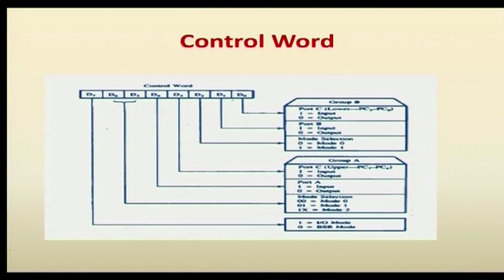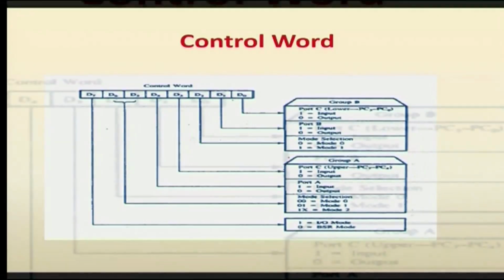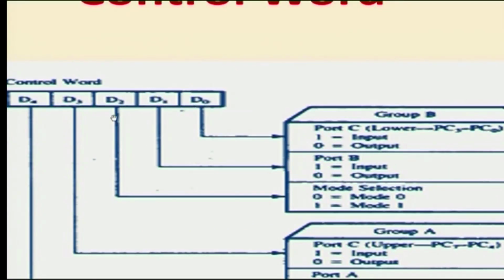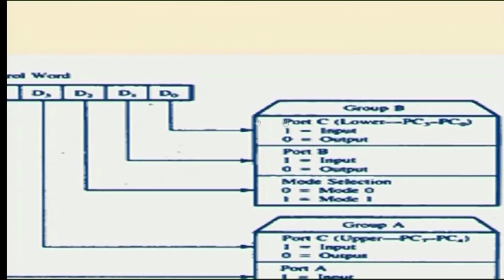So, this is the structure of a control word, which is an 8-bit control word. The first 3 bits, D0, D1 and D2, are reserved for group B. D0 is reserved for port C, D1 for port B and D2 for mode selection, because only 1 bit is available. With 1 bit we can only have 2 combinations, mode 0 and mode 1. So, group B will work only in mode 0 and mode 1. In D0 and D1, when the bit position is 1, it acts as an input. When the bit position is 0, it acts as an output port.